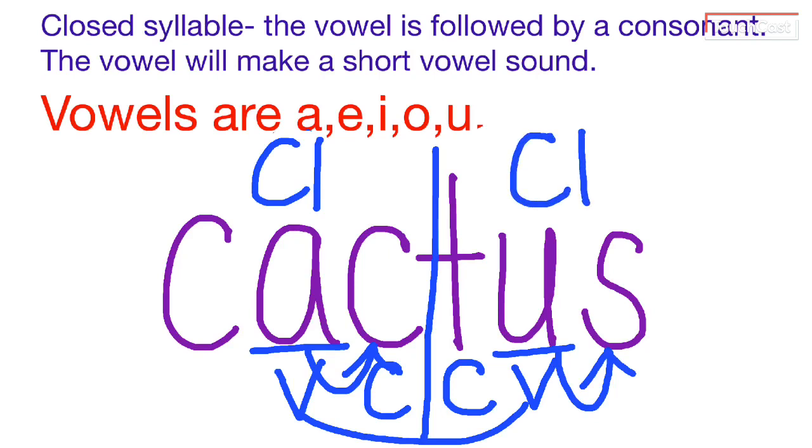The U is going to make the short vowel sound, U. This is a great strategy to practice if you get to bigger words and you're not quite sure how to read the word. I'm going to challenge you to see if you can find any words that have a vowel, consonant, consonant, vowel pattern.